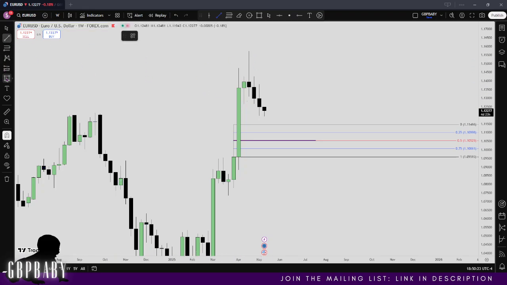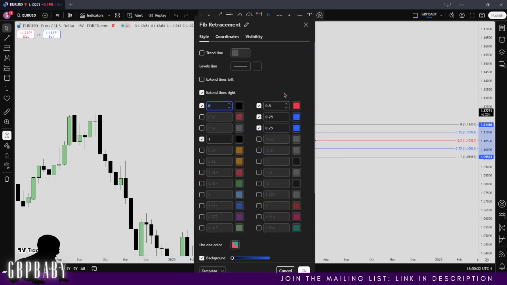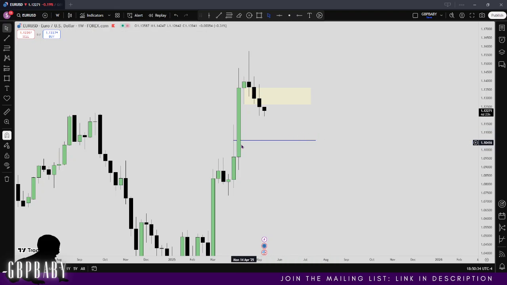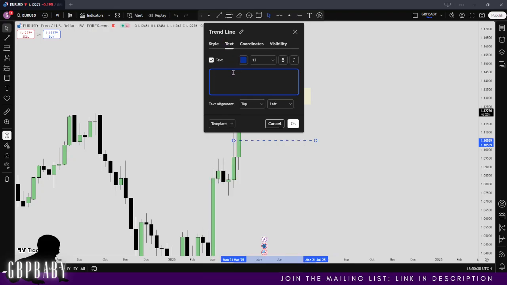So we can look at this range, which should act as a nice reference point. And then this would be a nice target because it's consequent encroachment. And like I said, once we drop down to the lower time frames, we should be able to see a lot of imbalance that needs to get filled. So let's just get that marked out as weekly consequent encroachment.